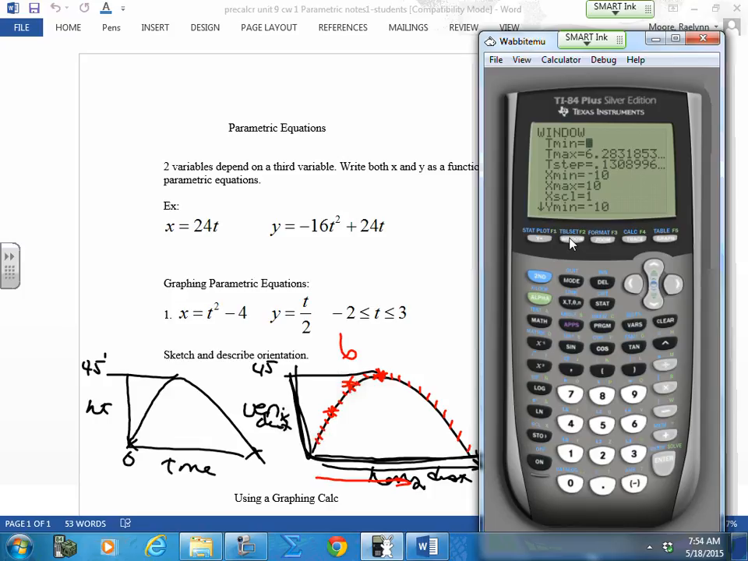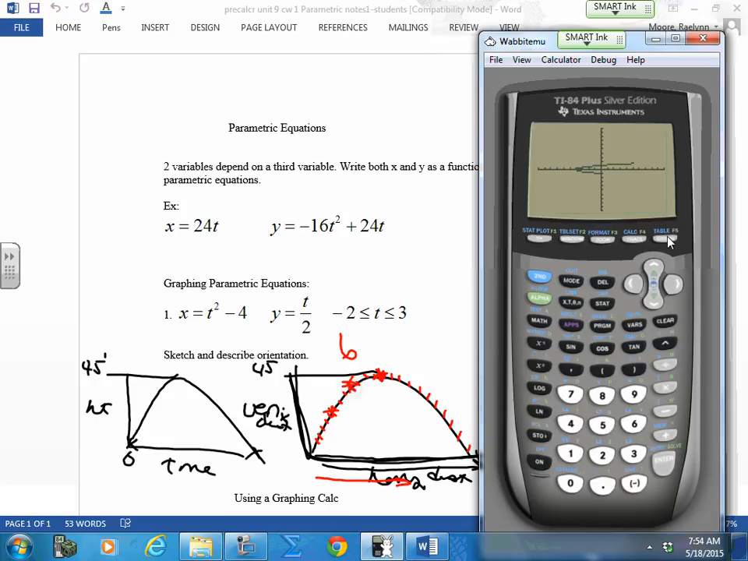You're going to have to change your t minimum to -2 and your t maximum to 3, because we have a restricted domain here. Now, leave your t-step at 0.1 right now, and leave everything else the way it is. And graph. Did you see it change? Did you see what happened here?